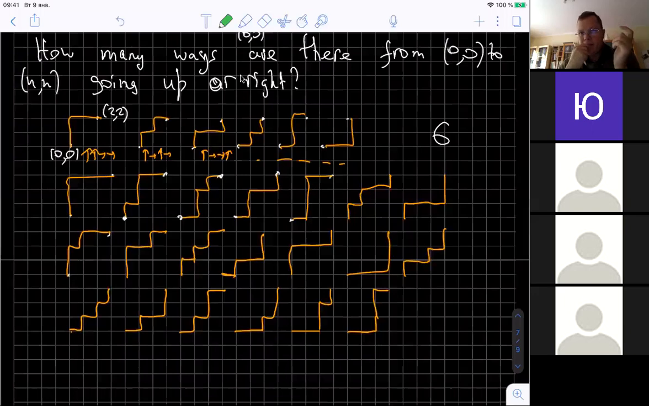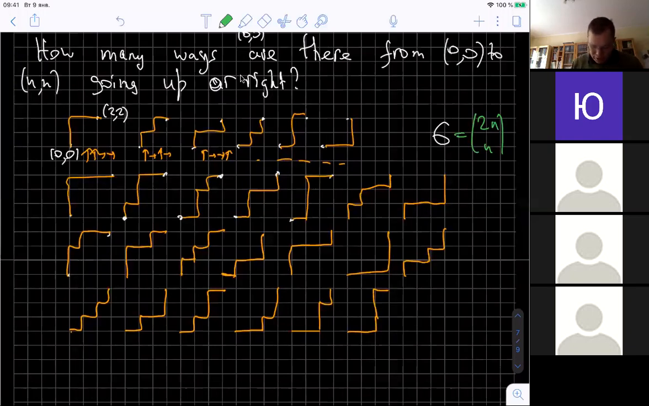Yes, 2n choose n. So we have 2n steps, and we need to choose the n steps from them that need to be up and n steps to be right. And this is exactly the formula for 2n over n, so 2n choose n. So we have 2n steps, and we need to choose n steps from them that are going up, and the other n steps will be going to the right.